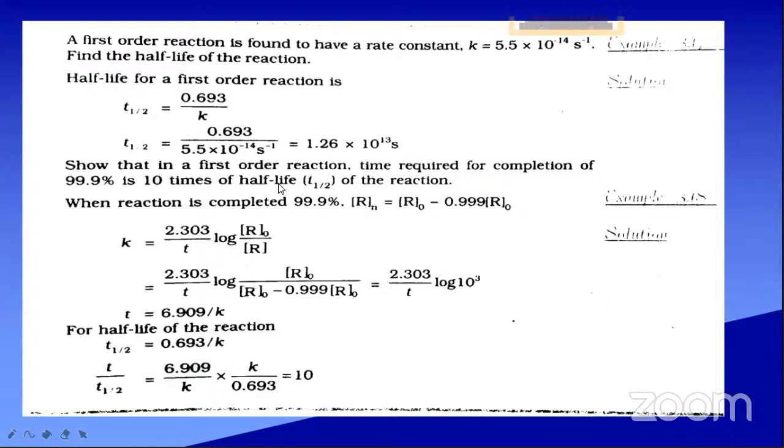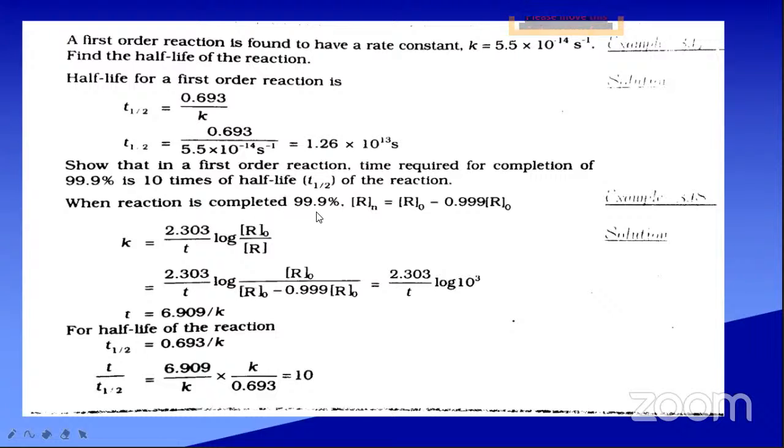Yeah. So the next problem, the second problem, is this one: show that in a first order reaction the time required for completion of 99.9% is 10 times its T half. Okay, so here we have to show that. For that, what is the solution?